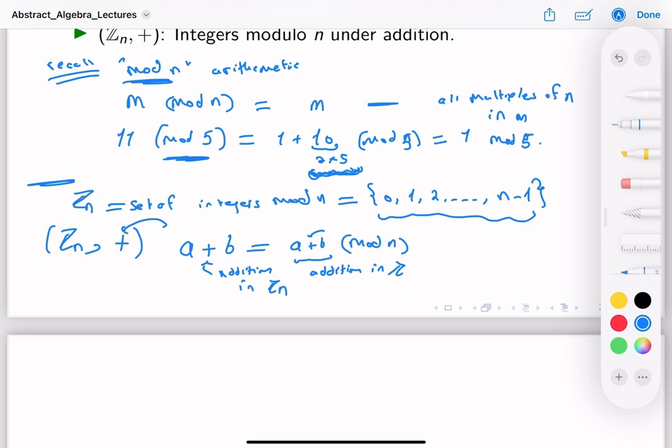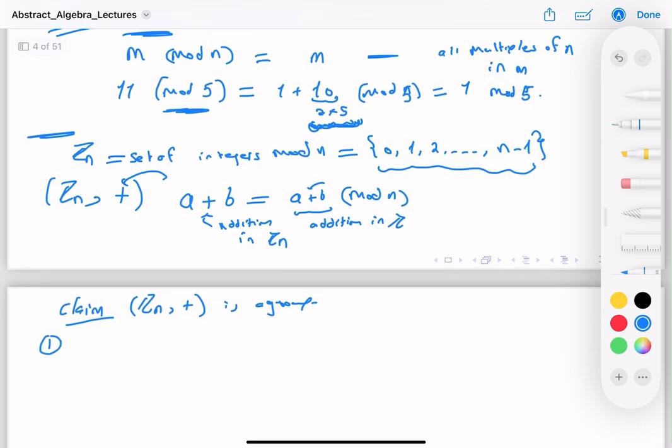So the next thing we're going to do is prove that. So here's the claim: Z sub n with the addition is a group. So let us prove this real quick. The first property we want to prove is closure under addition. So why is that the case?